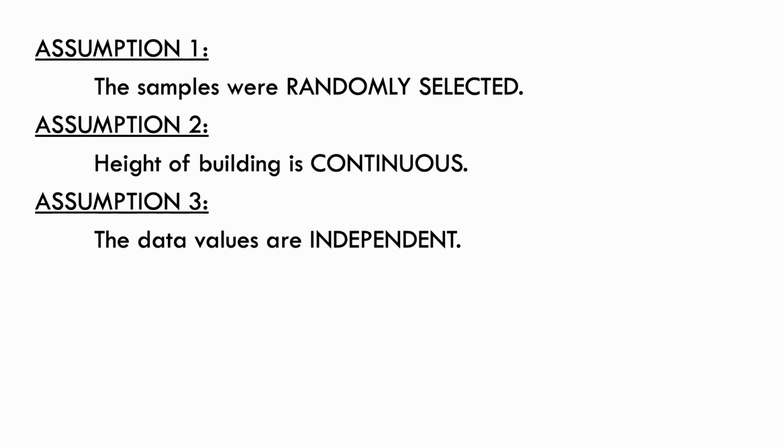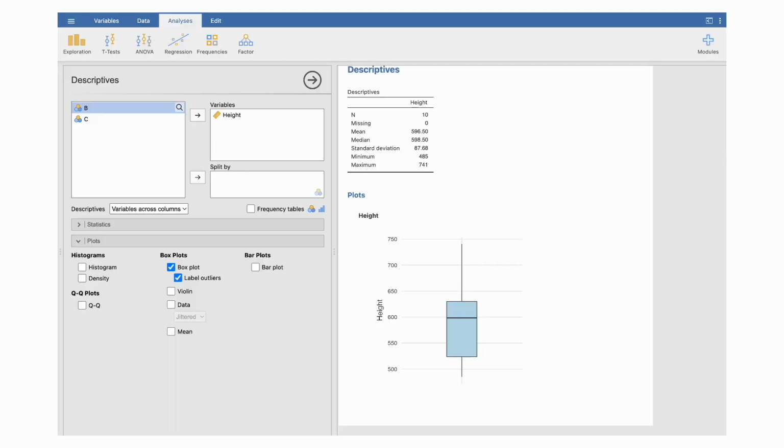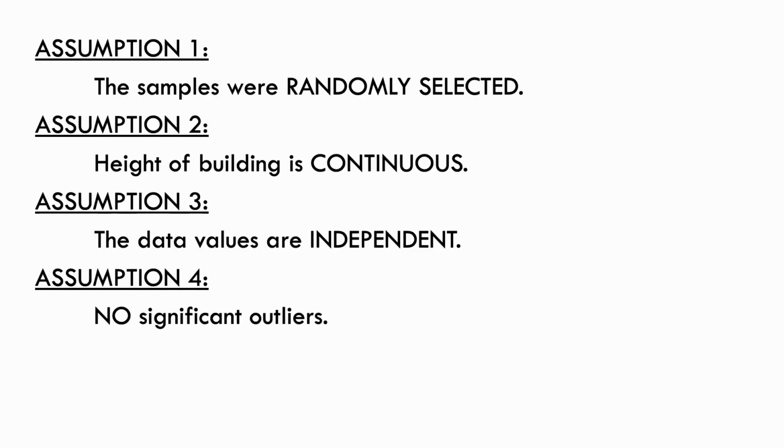So let's check the assumptions. First assumption, the samples were randomly selected. Second assumption, height of building is continuous. Third assumption, the data values are independent. Then using the Jamovie, it is shown na wala naman tayong significant outlier. So no significant outliers for assumption number 4.